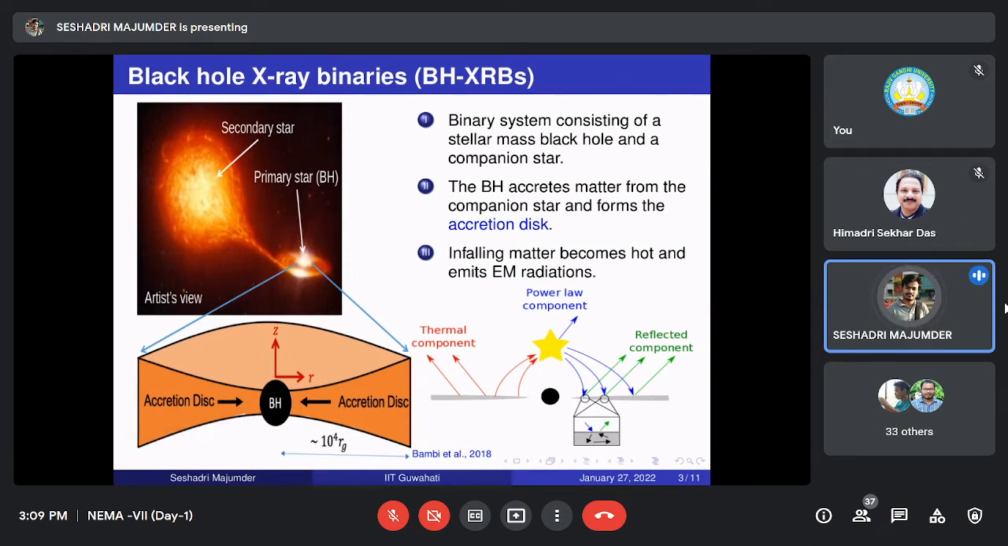For a black hole X-ray binary system, the radiation can have different origins. The basic one is the thermal component, which is generated due to the accretion of matter. Soft photons are emitted from the accretion disk, and a part of this thermal component can get inverse Comptonized by the hot electrons present in the corona and produce the high energy power law tail. A part of this high energy component can also be reprocessed again in the accretion disk, and that creates the reflected component that we can observe.